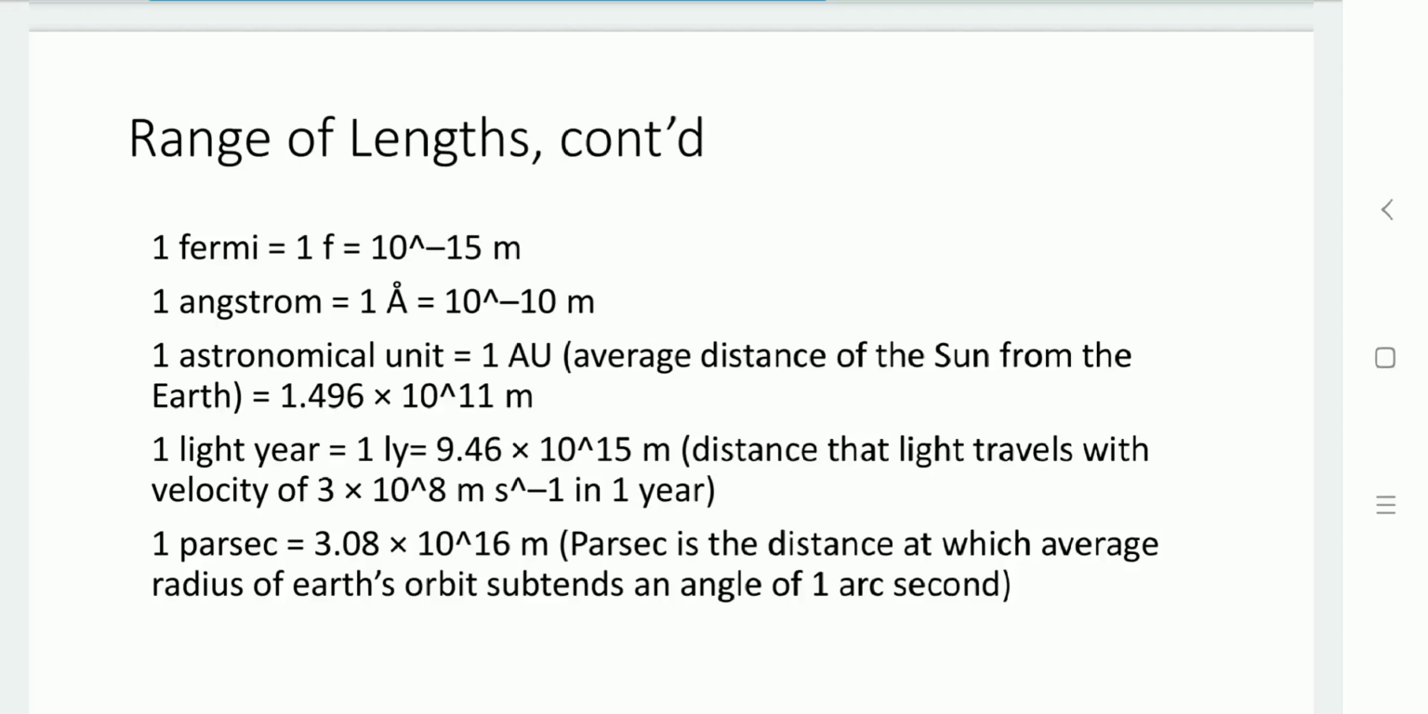Another unit is the parsec, that is the distance at which the average radius of Earth's orbit subtends an angle of 1 arc second, and its value is 3.08 into 10 raised to 16 meter. Clear? This is all about the measurement of length and range of lengths.